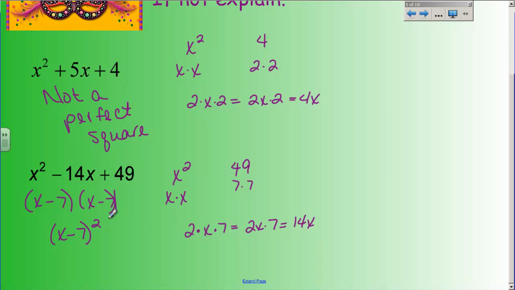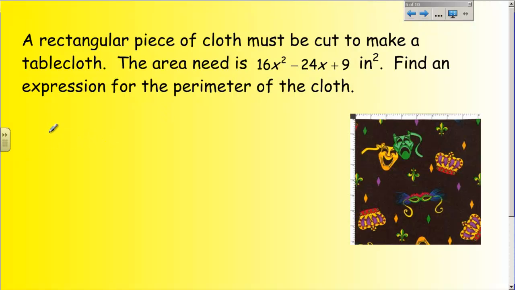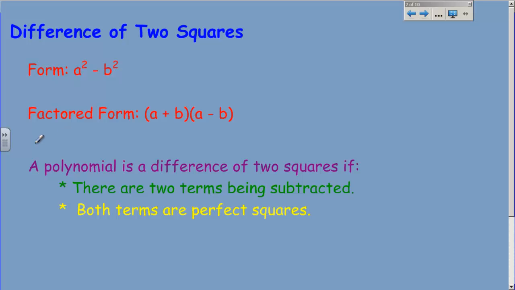That's perfect square trinomials. That's the more difficult of the two special products. The next one is actually pretty easy. The next one, oh, sorry, we're going to skip this problem. We'll come back to it. We'll probably do it tomorrow as warm-up.